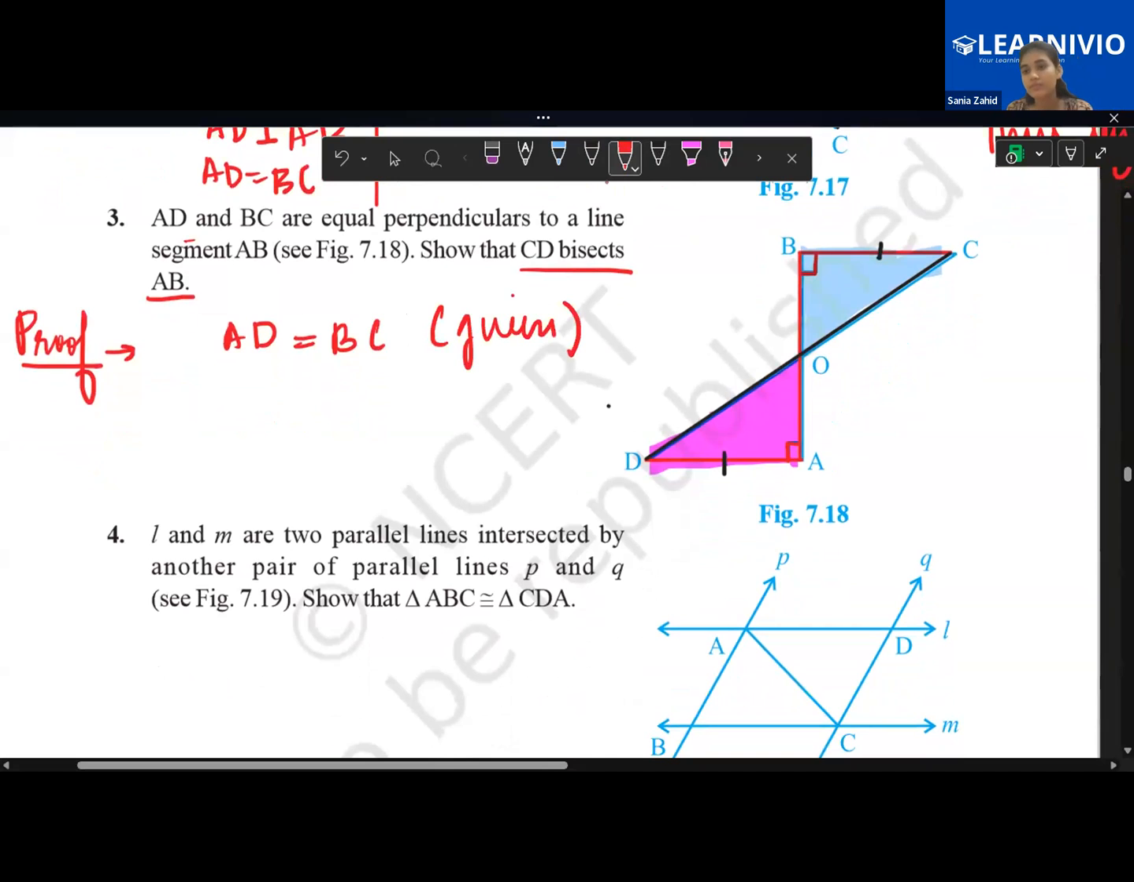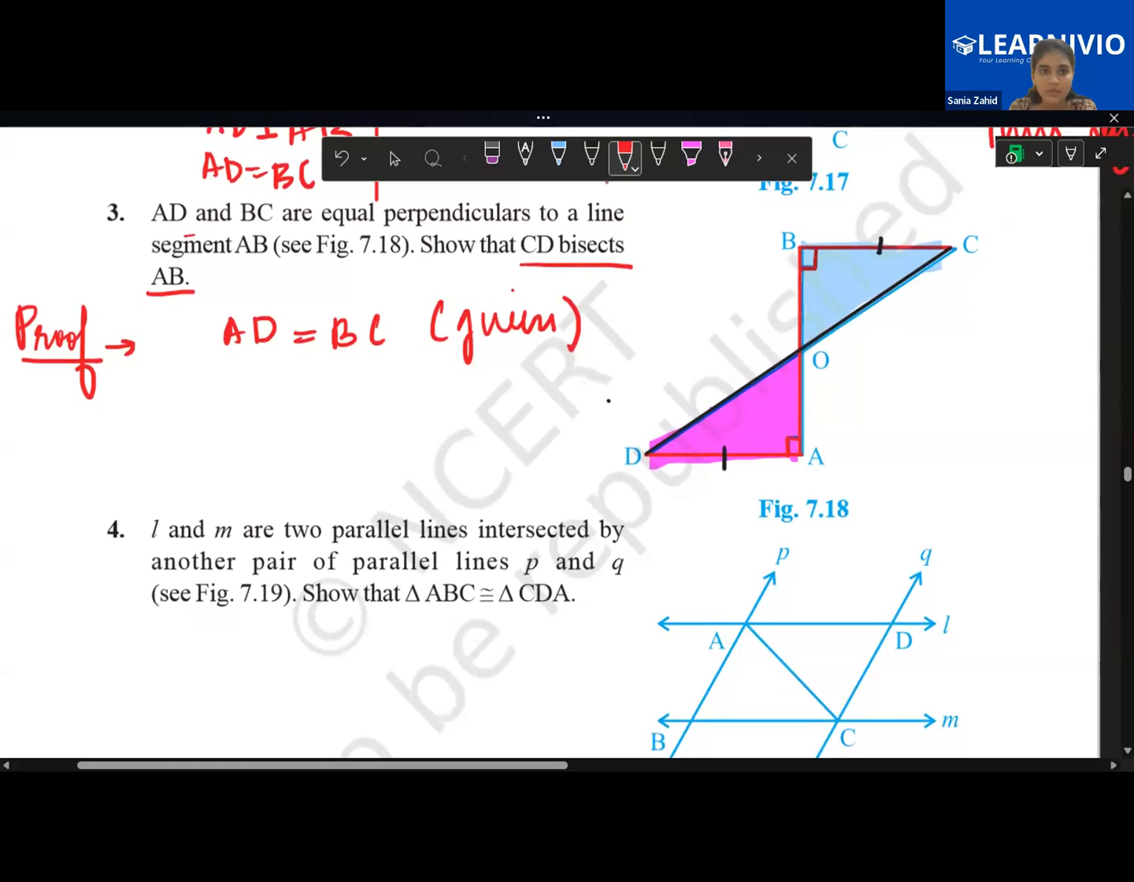Next. So angle OAD is equal to angle OBC because each is also a 90 degree angle. Angle OBC is equal to angle OAD. AD we have written first now. Yes, ma'am. OAD is equal to OBC.